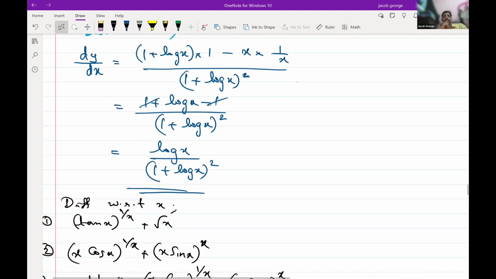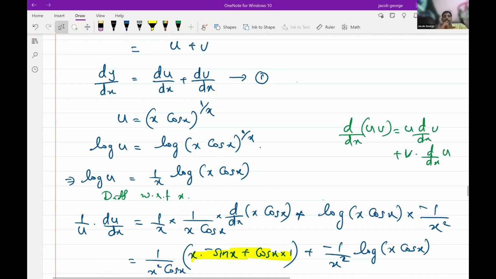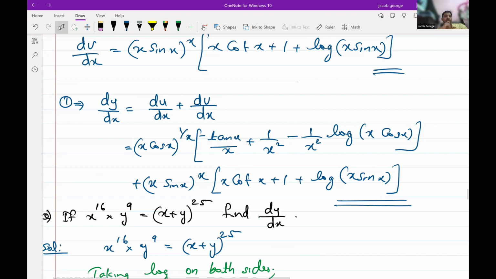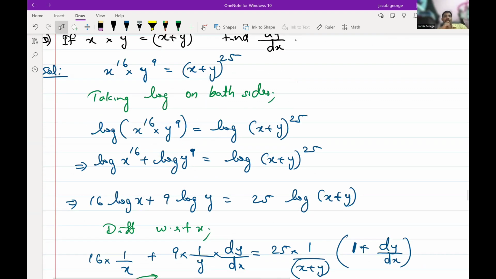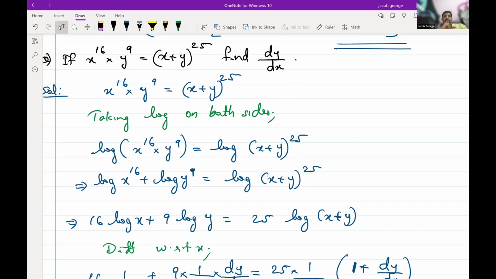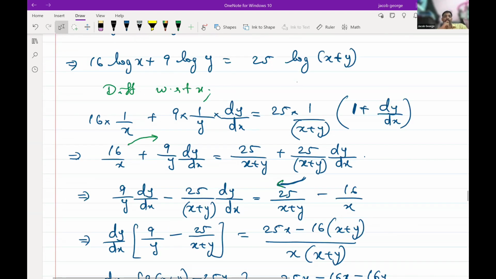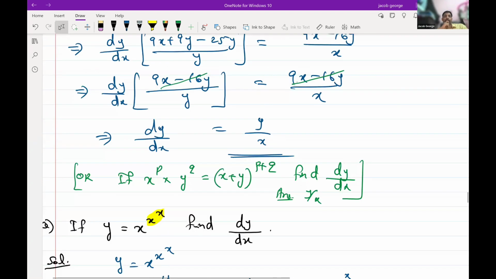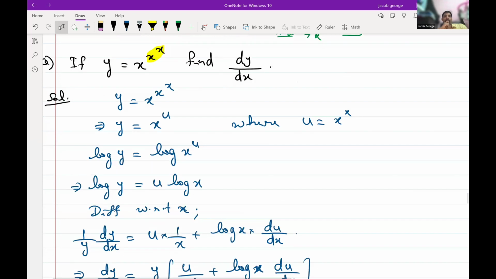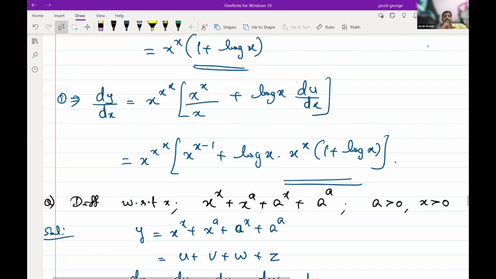Next is parametric forms. Parametric forms means this is also logarithmic, but taking log on both sides, you will get. Here left hand side is log a plus log a v form, the normal derivative, and you will get this. This type of questions also don't leave and practice well, okay? Next, parametric forms.